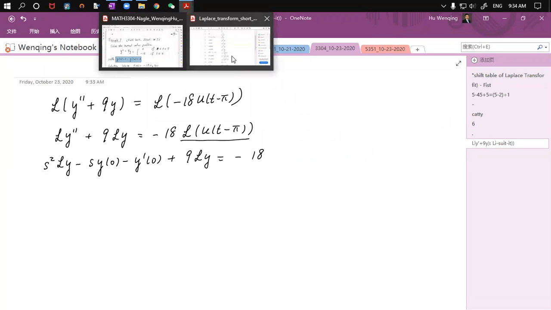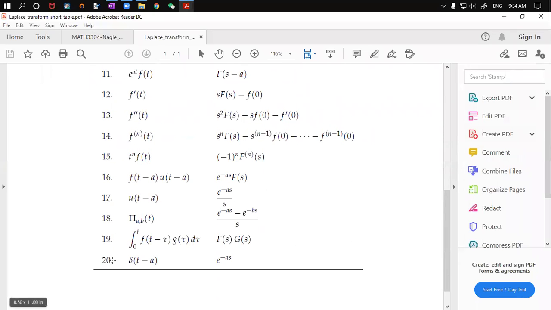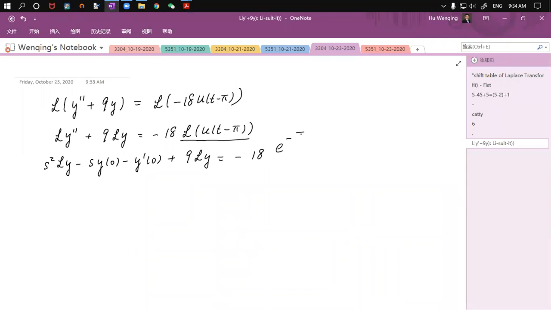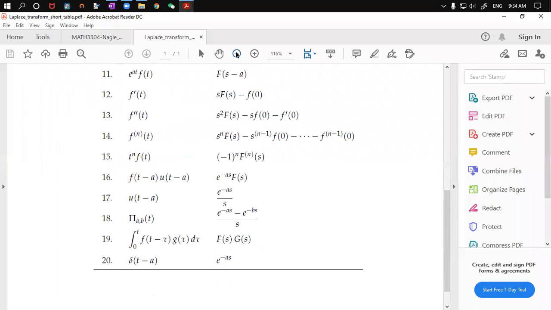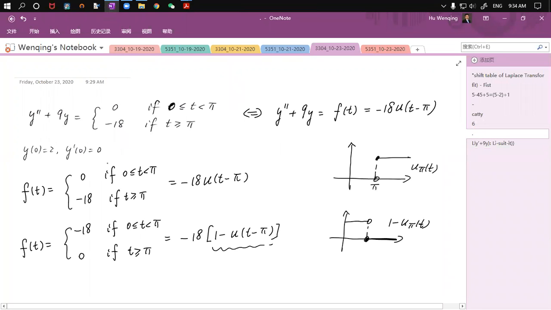So what should you do? Well, you look at the table, right? So you want to transform u(t minus pi). This is exactly line 9 or 17, which we have actually calculated in class in the last lecture. So that's e to the power minus pi s divided by s. Is that good, family? Okay.